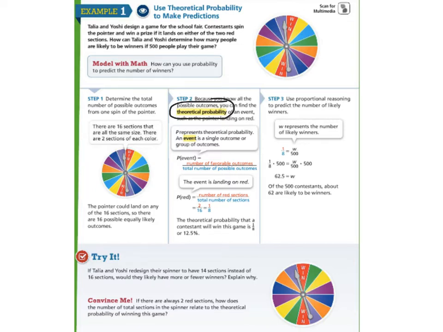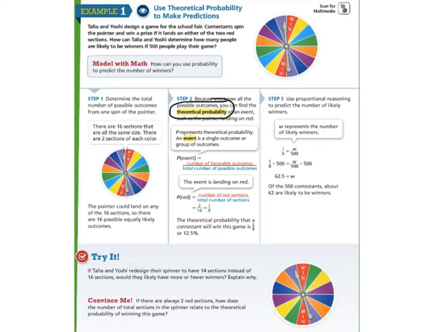Step 3. Use proportional reasoning to predict the number of likely winners. W will represent the number of likely winners. When we set up a proportion, we use our theoretical probability as one of our ratios. The second ratio is the number of winners that we expect to have happen out of 500, which is the total number of people that we hope will play this game.